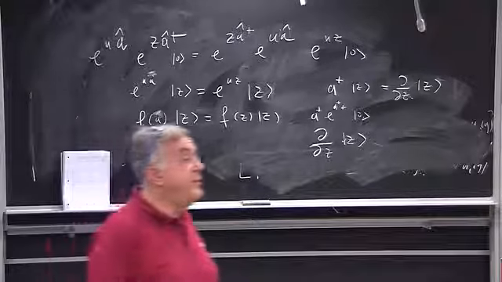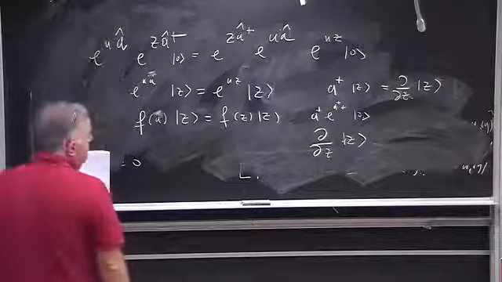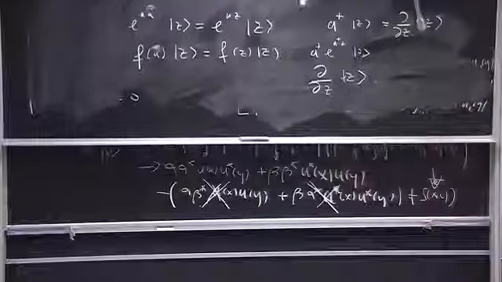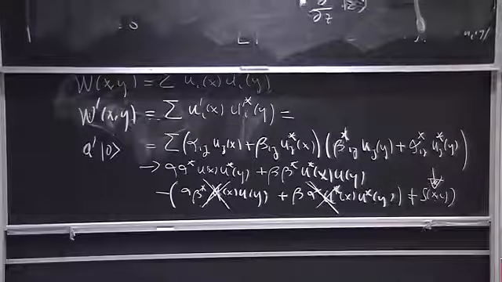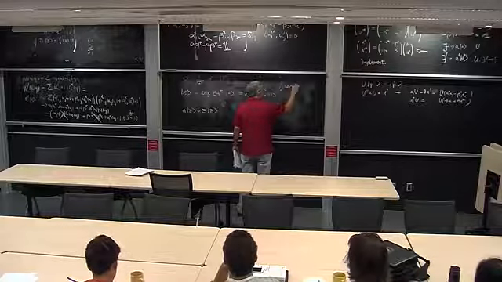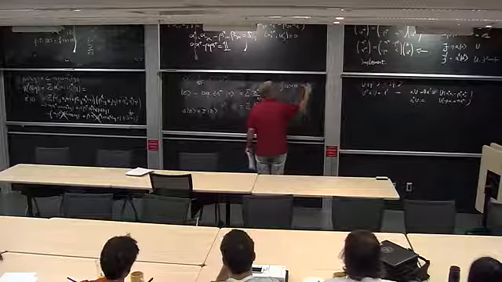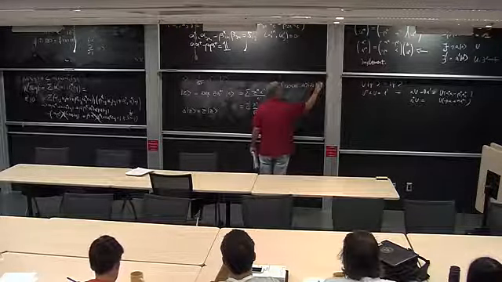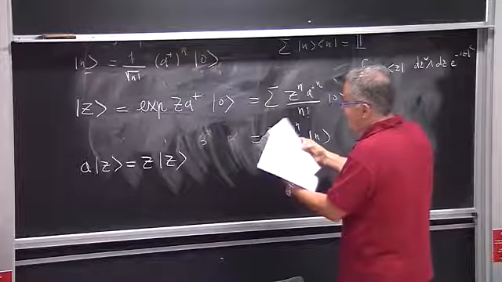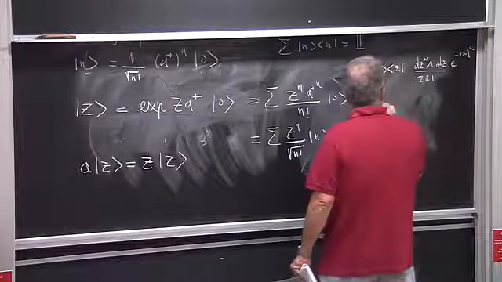Are you familiar with these things or not? Every one of you? Okay. So I don't need to say more. The only thing which is important is to know this is an overcomplete set of states, and you integrate this over the measure, and this is the identity.